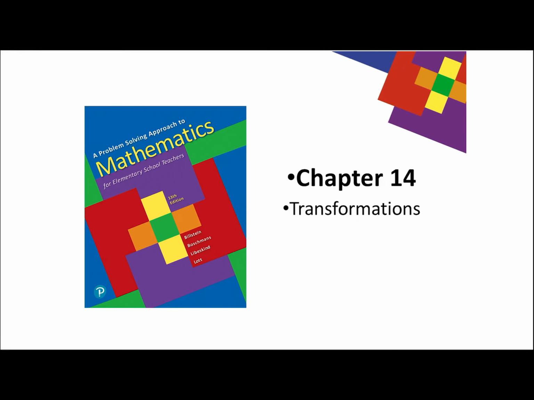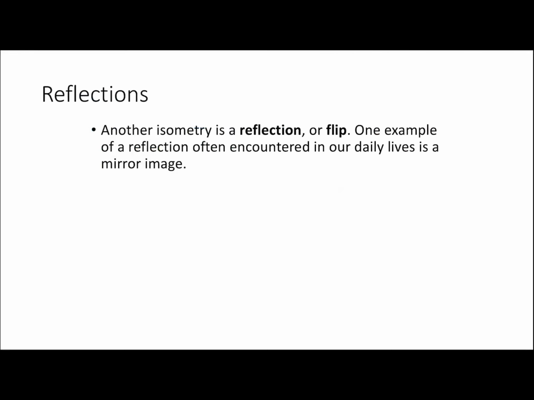All right, so we're going to continue in chapter 14, section 2. Again, this is 13.2 in your math lab, so be aware of that. And we're continuing to talk about transformations. Up to this point in section 1, we talked about rotations, translations, and tessellations and how we can use rotations or translations to make those. And so today we're going to continue and talk about another type of isometry, which is a reflection or a flip.